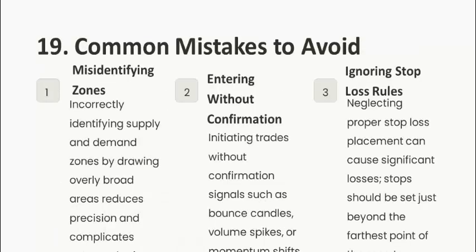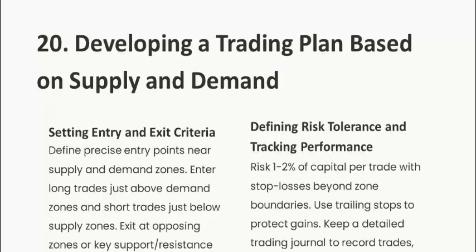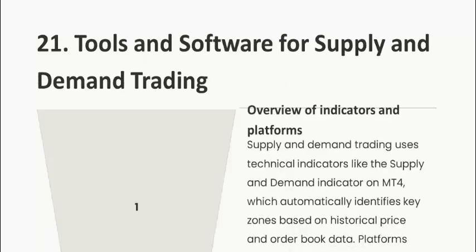Mistakes to avoid. Poor zone drawing. Entering without confirmation. Ignoring stops. Overdependence on indicators. Trading plan. Include entry and exit rules. Risk tolerance. Journaling and review. Tools and platforms. Use MT4/MT5 indicators. Trading view for charting and alerts.